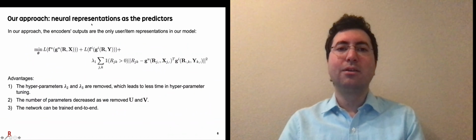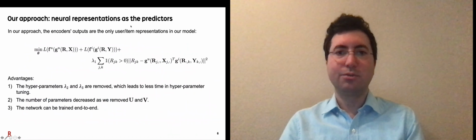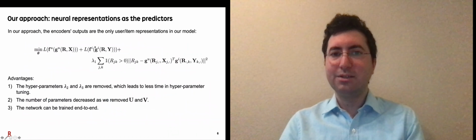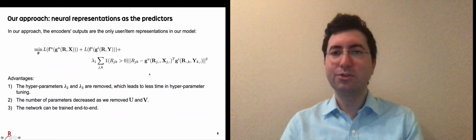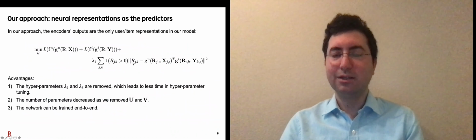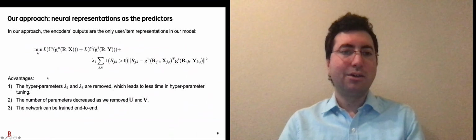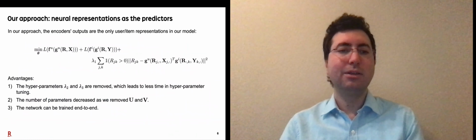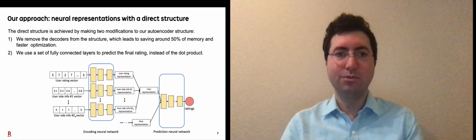That's why we propose our approach, neural representation as the predictor, or NRP. You can see this is our objective function. So we have removed the U and V, the matrix factorization terms. We use neural representations for the prediction task directly, and we also have the reconstruction terms. Advantages are that we remove the hyperparameters, our training is faster, our method has fewer parameters, and we'll show later that it achieves better results too.